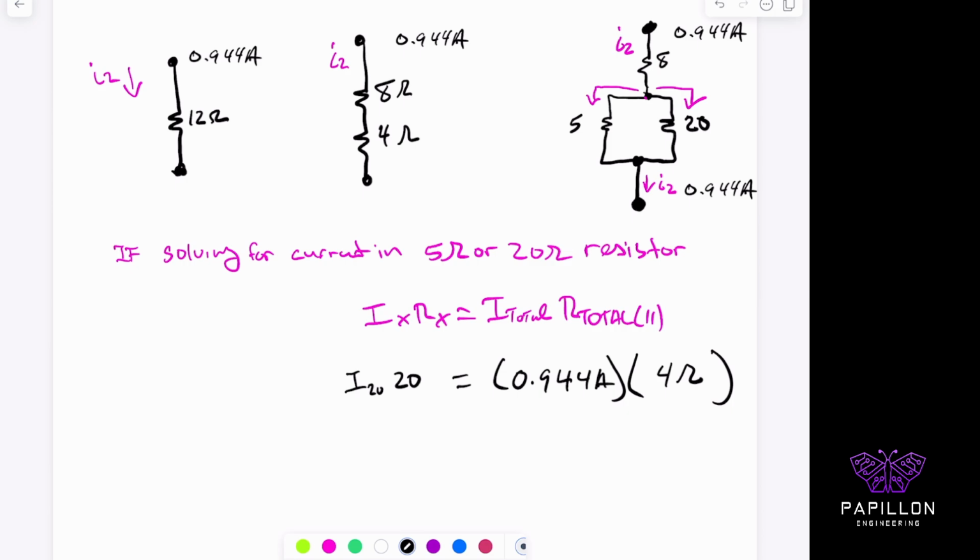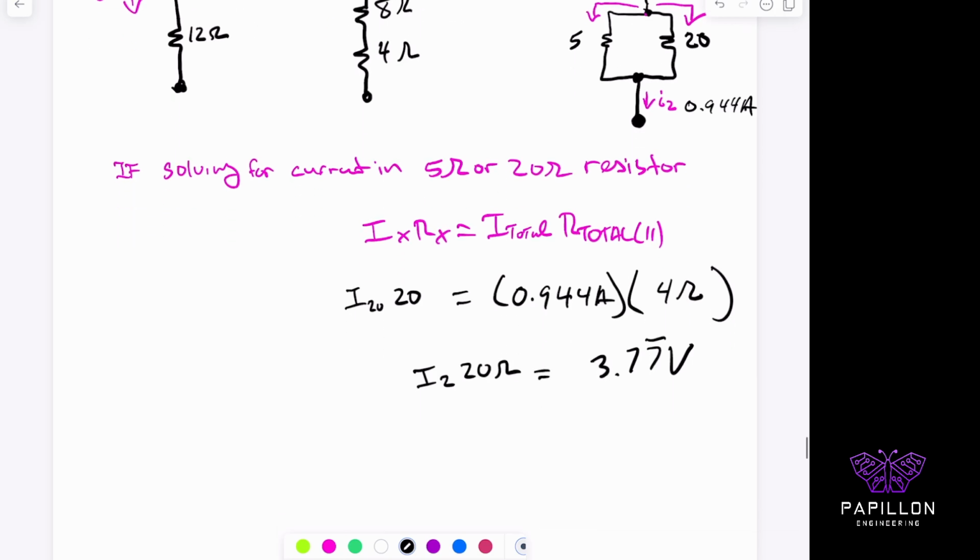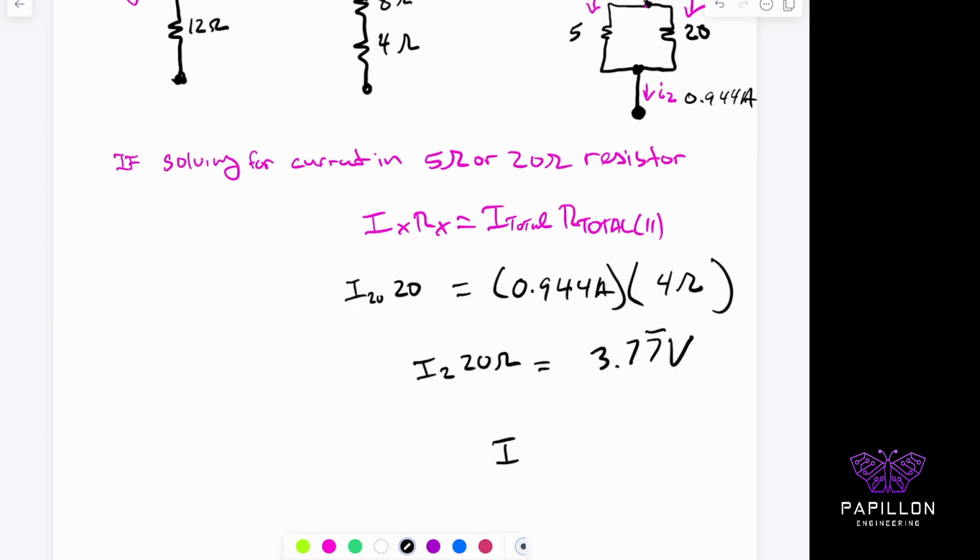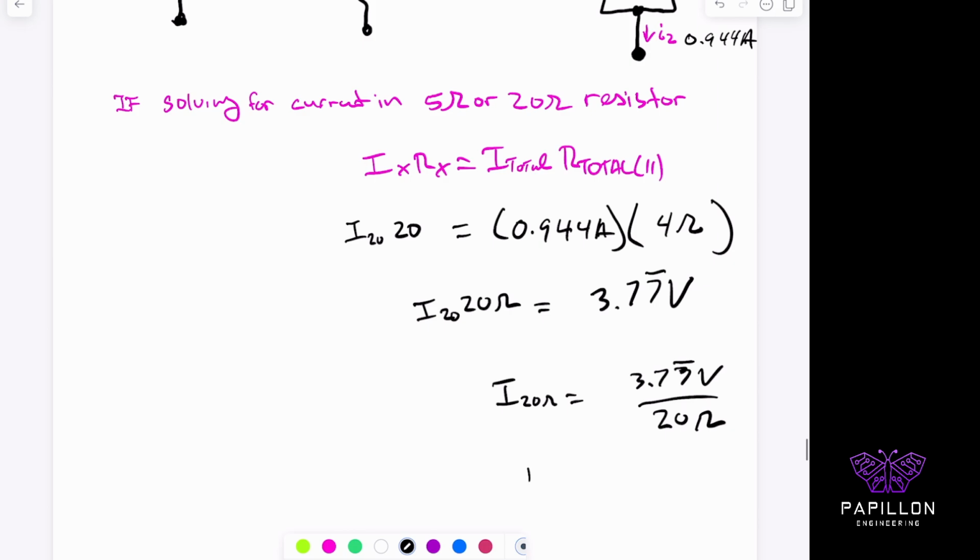So if we multiply those two together, I'm going to use my calculator here on the side. I believe this comes out to be 3.77 repeating. So ohms times this gives me back a voltage. And then we have I20 of the 20 ohm resistor. So I of the 20 ohm resistor is going to be 3.77 volts over 20 ohms. So let me see, using my calculator on the side again. So I get back a number. I of the 20 ohms equals 0.188 repeating amps.